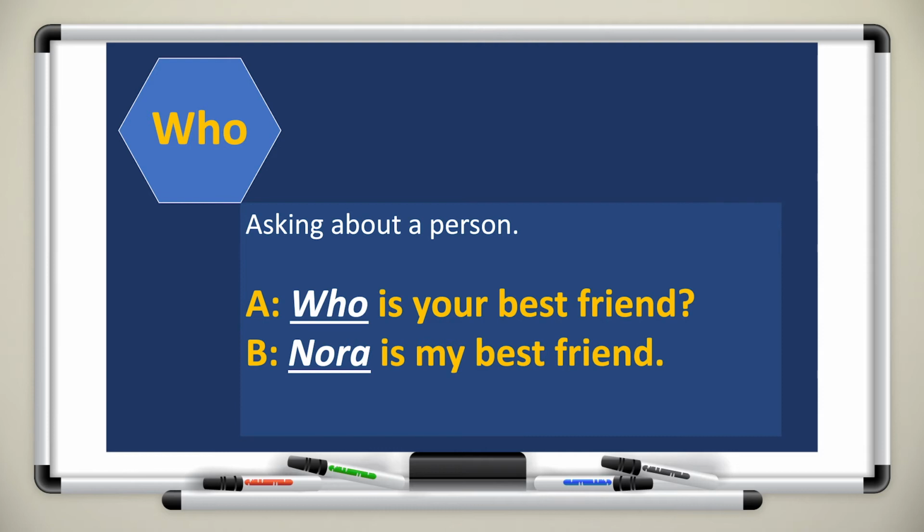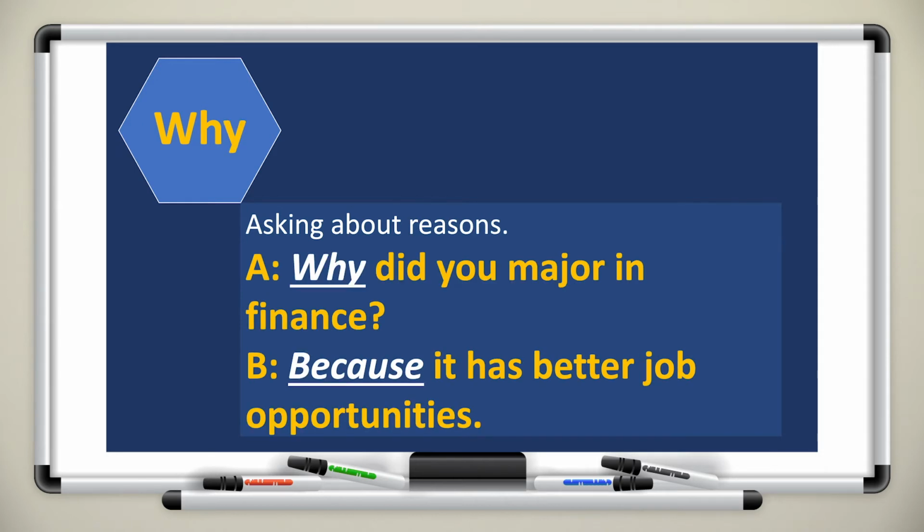For example, if I want to ask about a person, I will use who. Who is your best friend? The answer will be Noura is my best friend. You see here, because I'm asking about a person, I used who. If I am asking about reasons, I will use the WH question why. Why did you major in finance? The answer will be because it has better job opportunities. Now, because I asked about reasons, I provided reasons in my answer because the question started with a why.